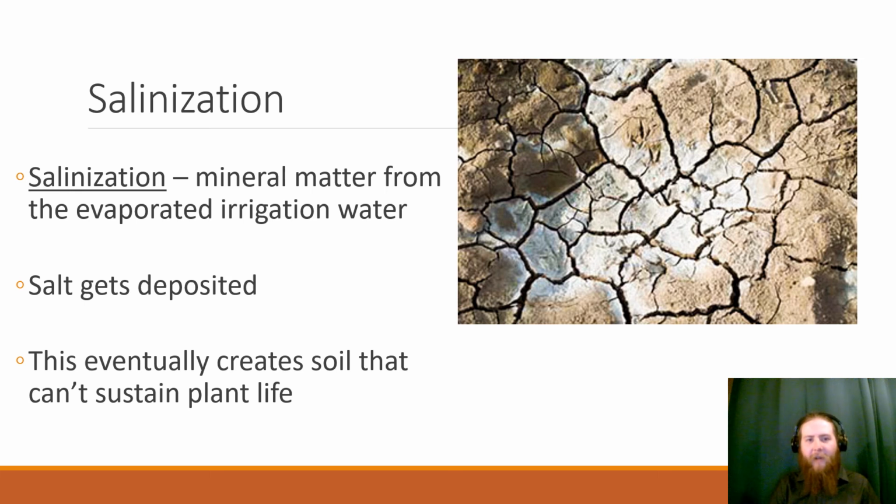Salinization is the process of mineral matter getting deposited from evaporated irrigation water. As this salt gets deposited, the soil gets saltier and saltier until eventually it becomes soil that is no longer able to sustain plant life.